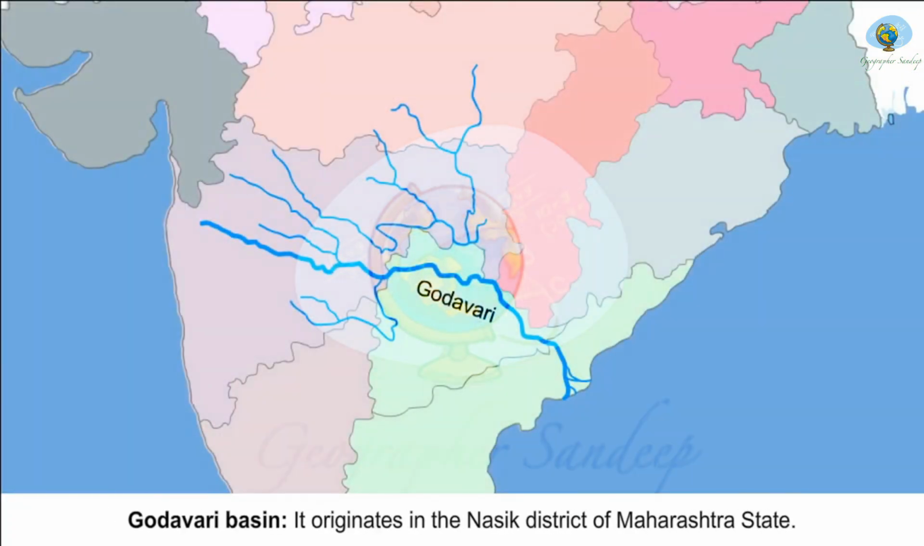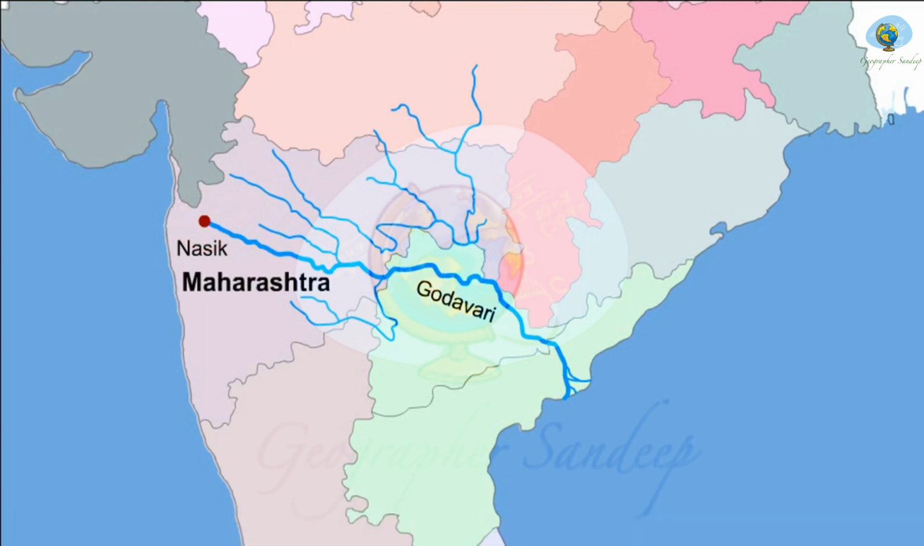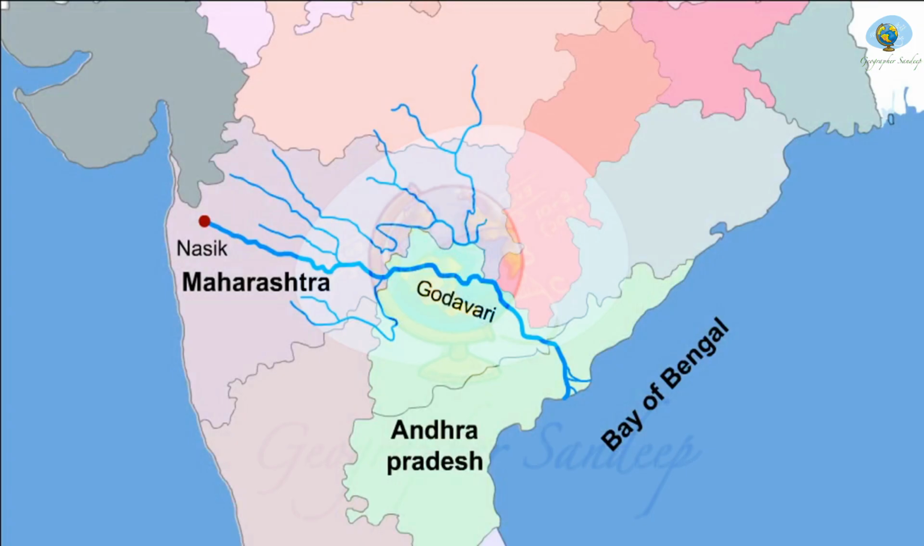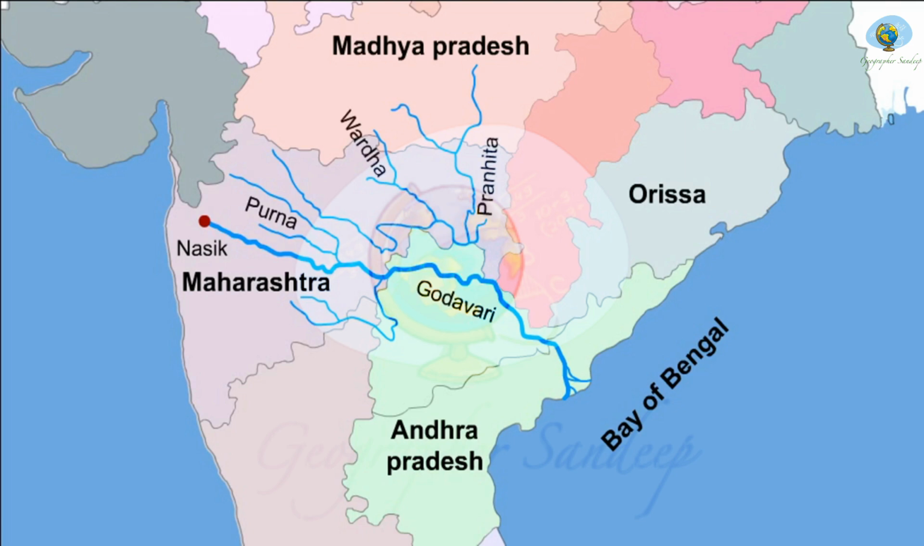Godavari Basin. It originates in the Nasik district of Maharashtra state. It passes through Maharashtra and Andhra Pradesh and forms delta in the Bay of Bengal. It is 1,500 kilometers long. Almost half of the basin lies in Maharashtra. The remaining part lies in Madhya Pradesh, Odisha and Andhra Pradesh. Its tributaries include rivers Purna, Vardha, Pranhita, Manjra, Vainganga and Penganga.